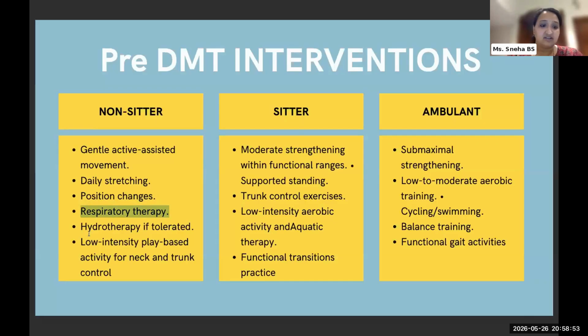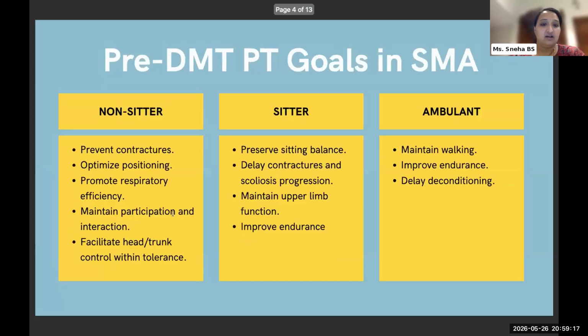For non-sitter respiratory therapy, hydrotherapy, if and only if tolerated, because as we know, gravity plays a major role in prevention of gaining neck control, especially in type 1 and type 2. So hydrotherapy, yes, it might be beneficial only if tolerated, and everything has to be play based, because we are trying to maintain the participation and interaction of the child. SMA children are intellectually very good, so we need to keep the cognitive faculties all active. So play and active interaction, participation, learning, absolutely necessary. So those are our goals for non-sitters.